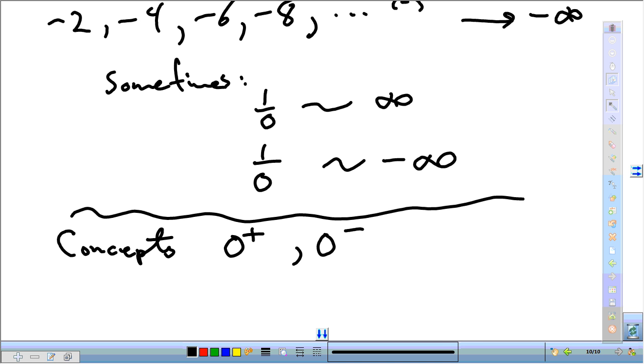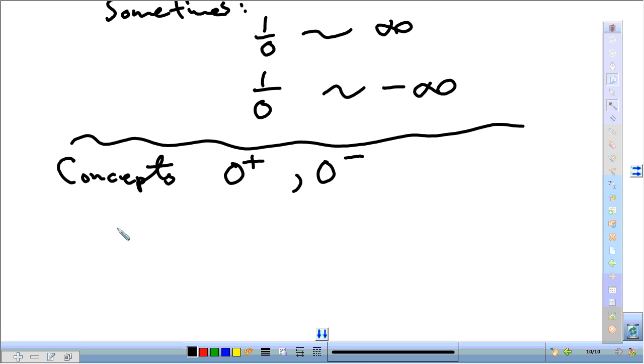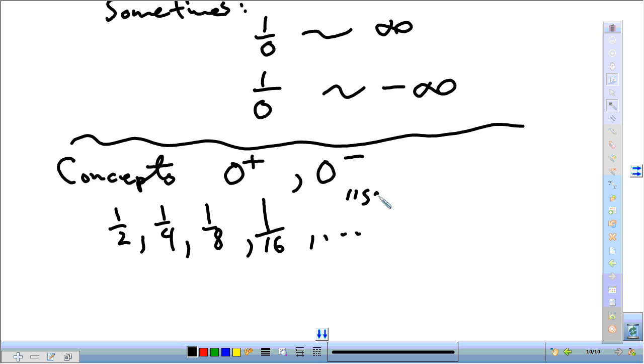We're going to look at 0 as having two different values. We're going to have a plus 0 and a minus 0. So as strict numbers, there's no difference between plus and minus 0. For this concept of limits and approaching, though, there is a difference. So if I have this process 1/2, 1/4, 1/8, 1/16, things are getting small, but positive values.